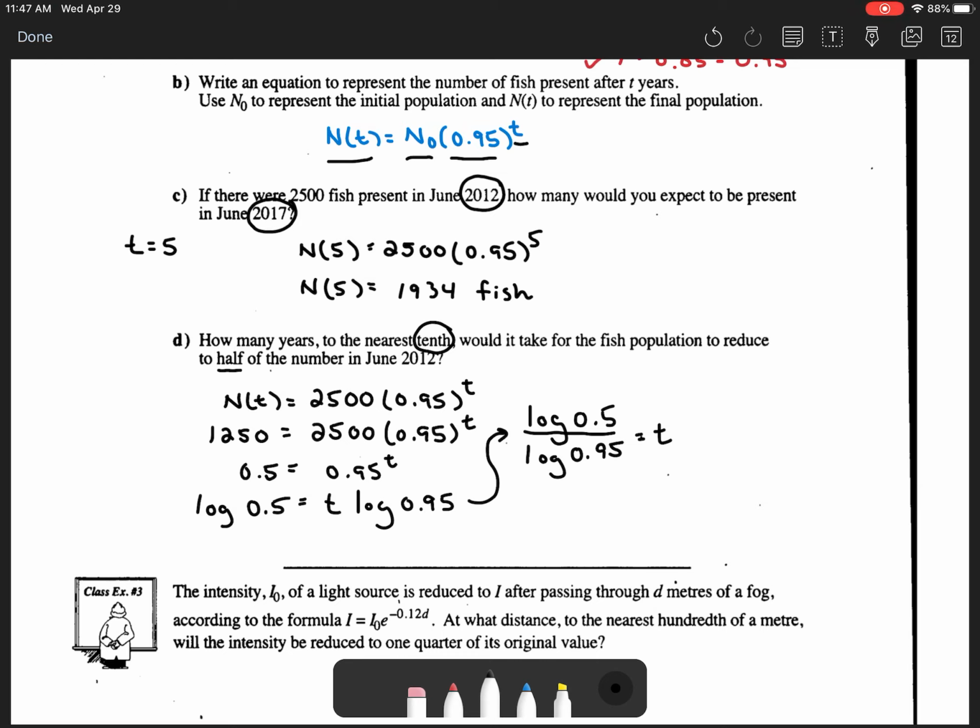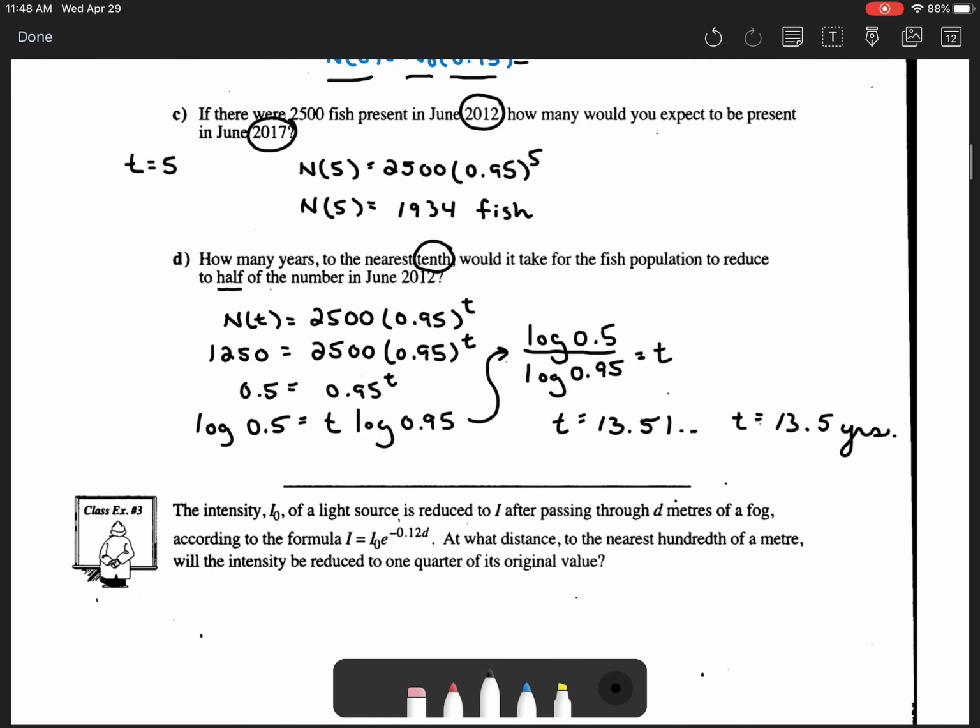Now I actually do that calculation, and to the nearest tenth, this calculation will end up being 13.51, etc. So to the nearest tenth, 1 decimal place, it'll be 13.5 years. Okay, and there are our answers.